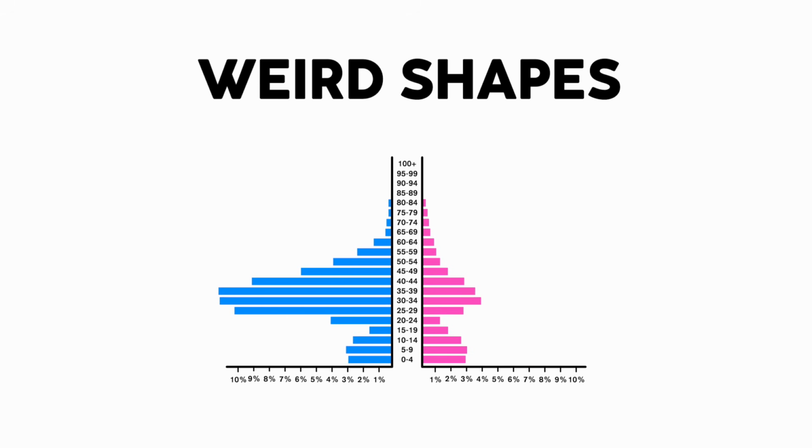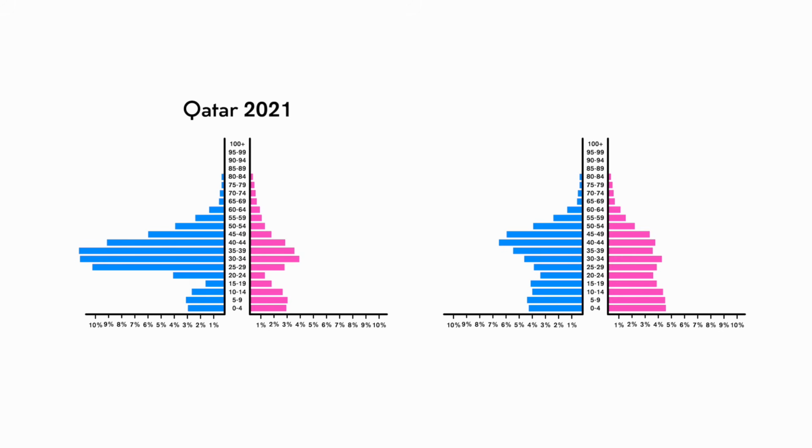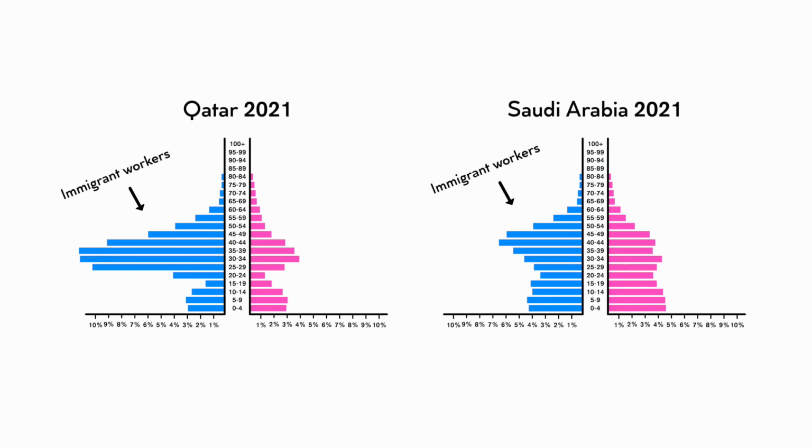There can also be some other weird kind of shapes. For example, look at these population pyramids for Qatar and Saudi Arabia. It looks more like a population woodpecker. This is because they had a whole bunch of immigrant workers, typically men, come to work in the booming oil and gas industries. Plenty of single men if anyone's interested.